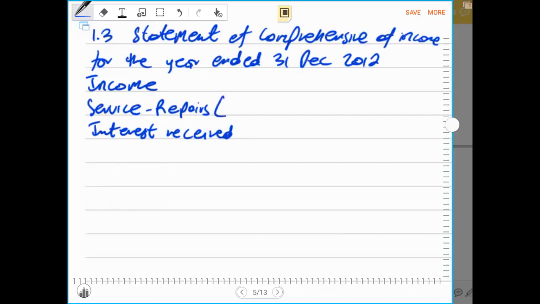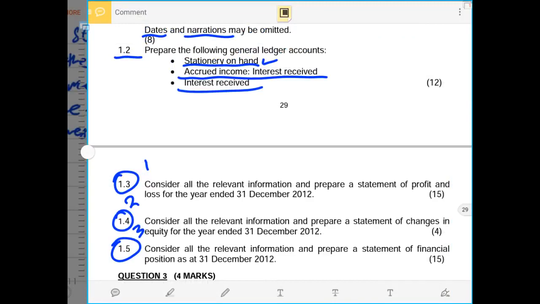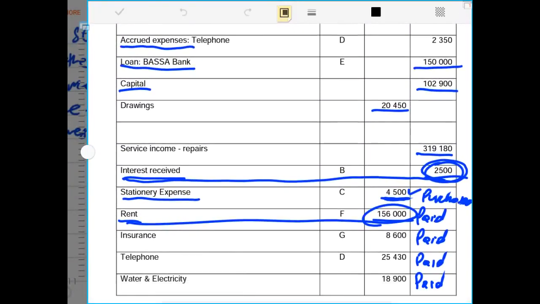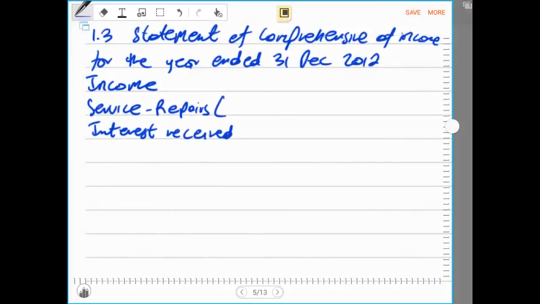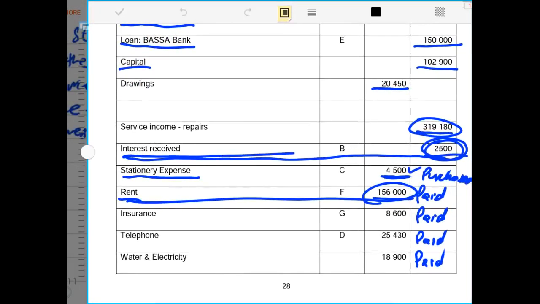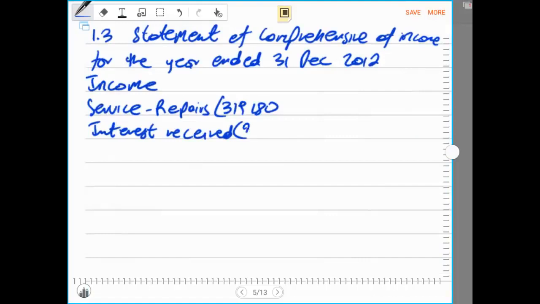Under our repairs in the trial balance, we were given the repairs income, which was a total of 319,180. And there was also another income, interest income, that amounted to 2,500. Interest income from the trial balance, 2,500. Then we record that 2,500 as it is.